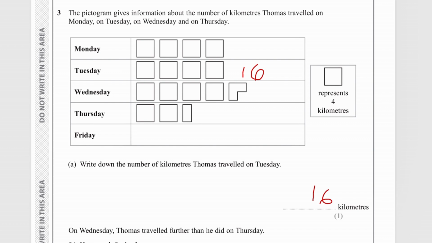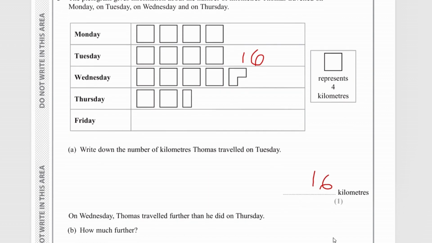Then the next one, they said on Wednesday, Thomas traveled further than he did on Thursday. How much further? Let's get Wednesday and Thursday. For Wednesday, we do 4 times 4, which is 16. If the full square is 4, one part is 1, 1, 1, 1 to make it 4. So this one is 3. We can say 16 plus 3, this is 19 for Wednesday.